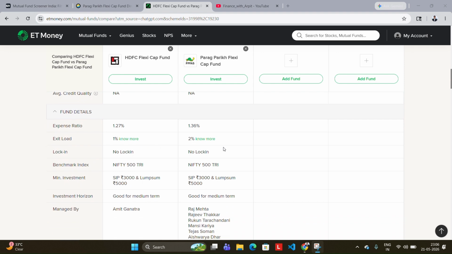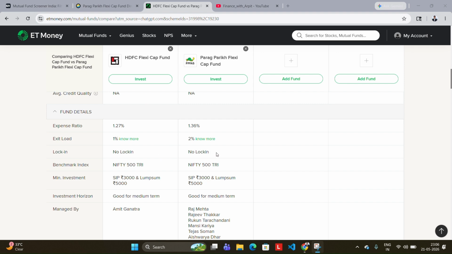This is the expense ratio according to this platform. But while buying the fund, we should go to our broker's website or application and see the expense ratio and exit load there. Exit load is similar, and it eats money in both. They are showing 1% for HDFC Flexi Cap and 2% for Parag Parikh Flexi Cap, right? No lock-in period, that is, we can exit the fund whenever we want.